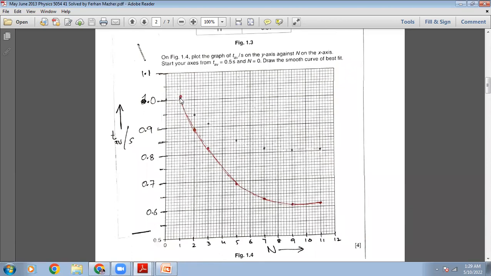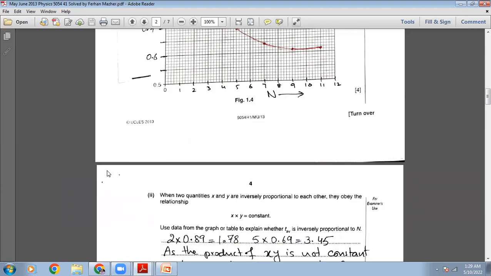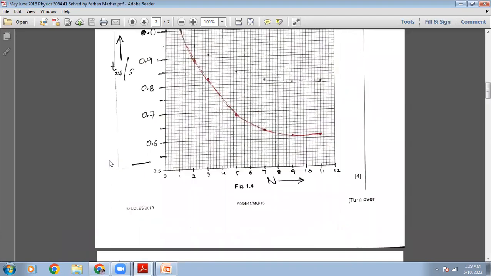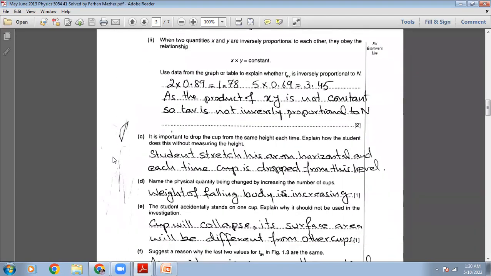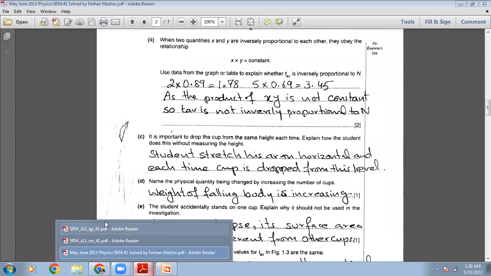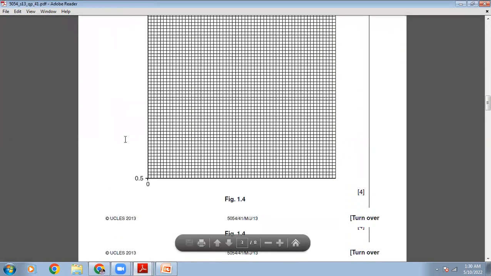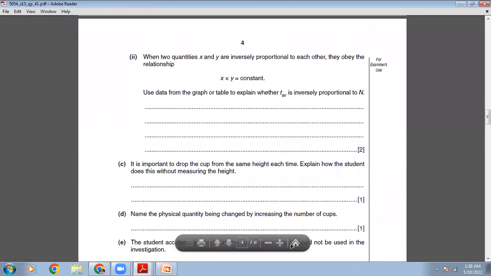Then I will join it with a smooth curve. The smooth curve will be drawn like this from here. So mark this mistake. This 1.05 is this point. And you can draw the line of best fit, the smooth curve. It's very easy. I hope you will understand what mistake I made. I put the dot in the wrong place.